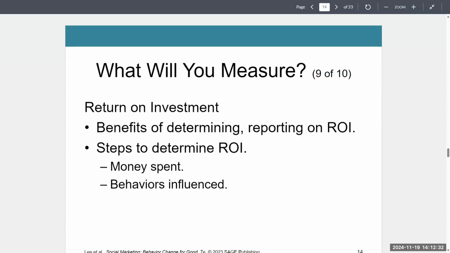Carefully calculating your ROI involves two main components: the money spent and the behavior influence. So first, you have to tally up the cost associated with your program, including personnel, material, and overhead. Then you have to quantify the behavior influenced by your campaign. So for instance, if you're running an energy conservation program, behavior influence might include households switching to energy efficient appliances. There are some challenges here in measuring the ROI.